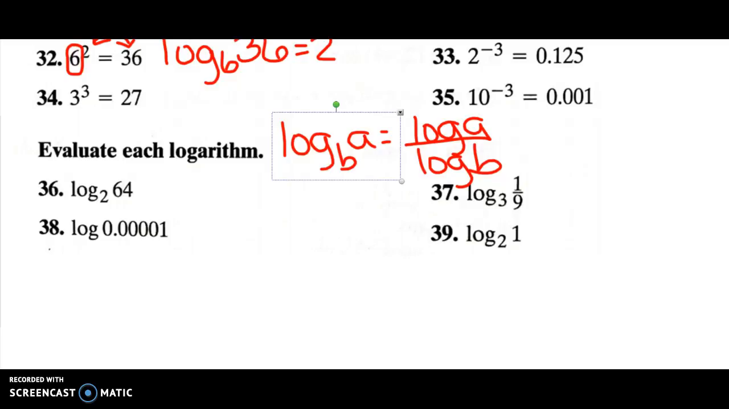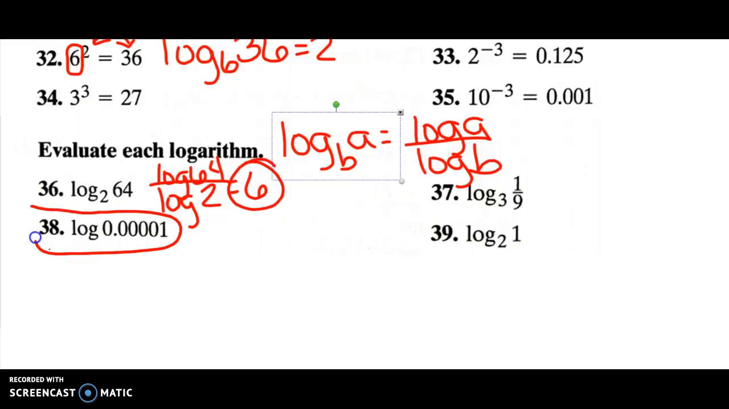So let's do number 36. You're going to get log of 64 in your calculator divided by log of 2. If you put it in your calculator correctly, you should get the number 6 to come out. And that's all you do with that. On number 38, you just really have to put that into your calculator by itself. The answer's on the last page, so you can check that. You don't have to do any kind of change of base for 38.